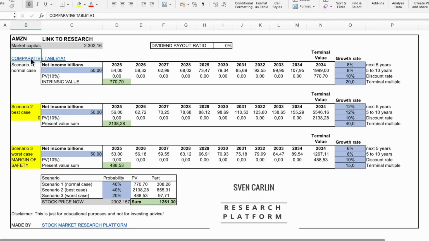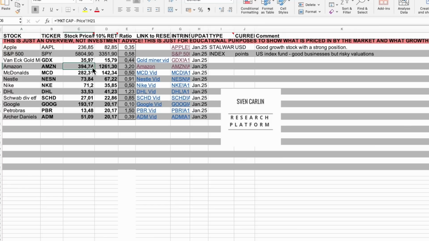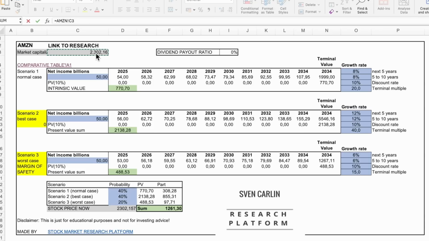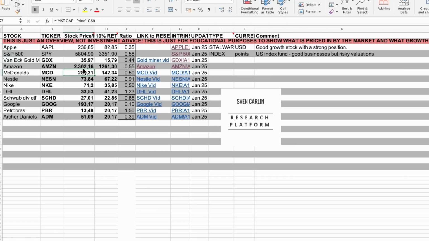If we compare that here, I just have to change the stock price into the market cap for Amazon, and here we have it. It is still pretty much expensive from this comparison.